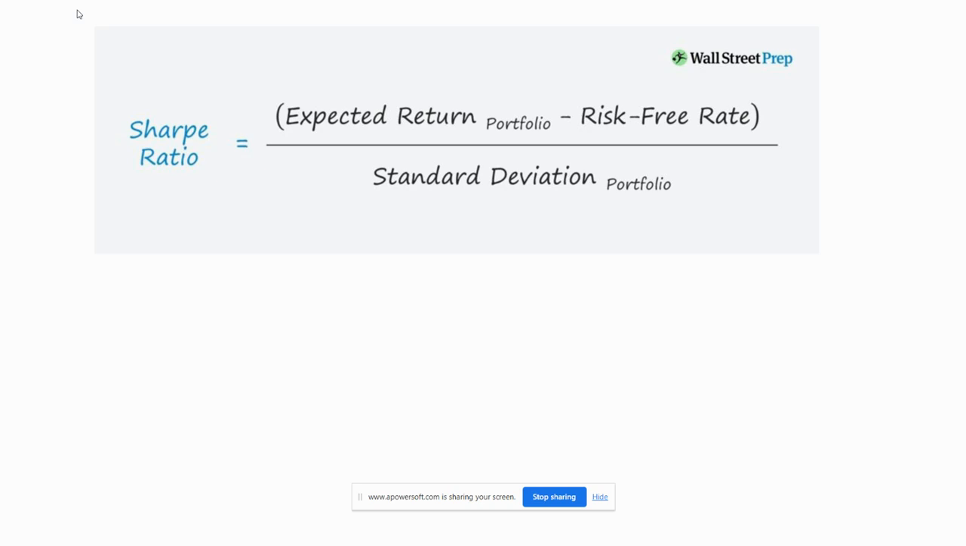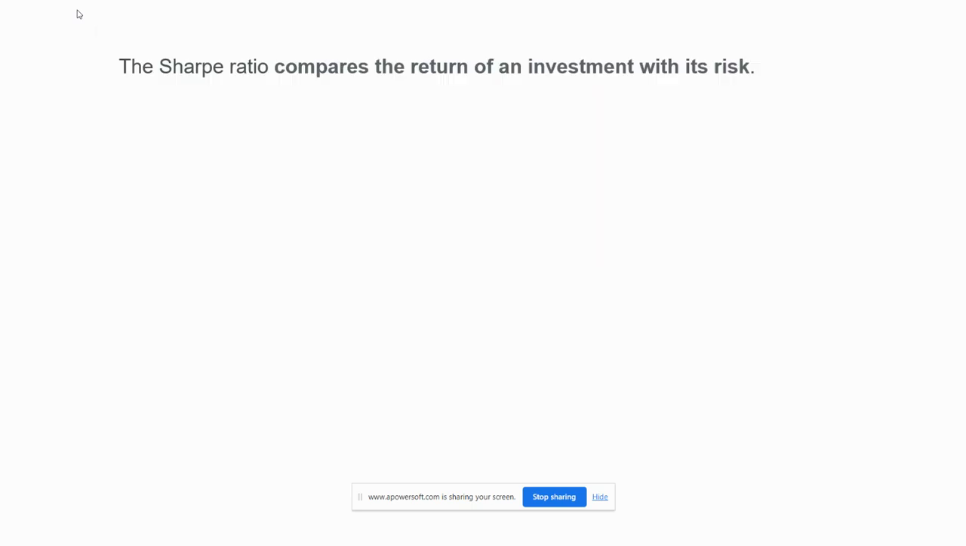Today we are going to understand Sharpe ratio and how we use it to assess the risk of any portfolio. Okay, so let's read over here. The Sharpe ratio compares the return of an investment with its risk. Now I will give you an example.